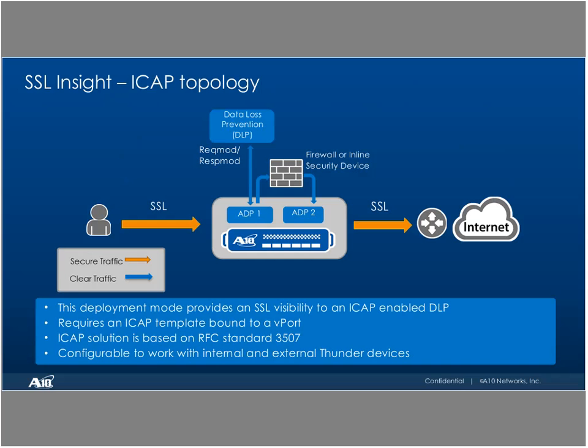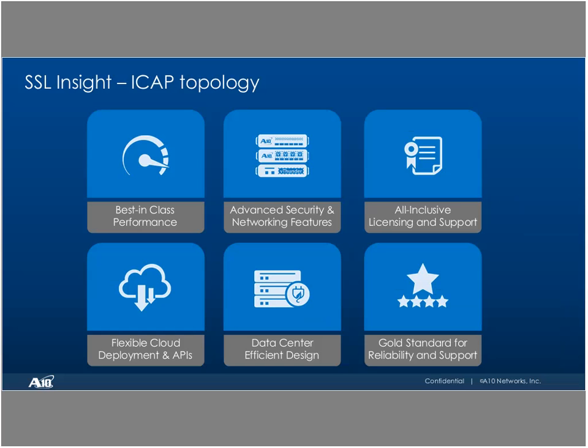And then our last deployment scenario is with ICAP integration. With this scenario, we can decrypt the traffic, send it through ICAP to a data loss prevention product, which can then inspect the traffic inline, and then the application delivery partition can send it to a firewall or an inline security device for inspection, and then a second application delivery partition can re-encrypt the data and send it out to the internet. And this is configurable to work with internal and external offender devices. So that summarizes our deployments.